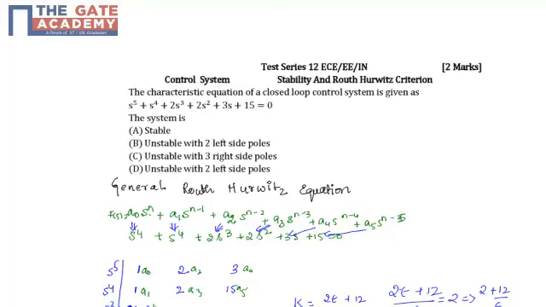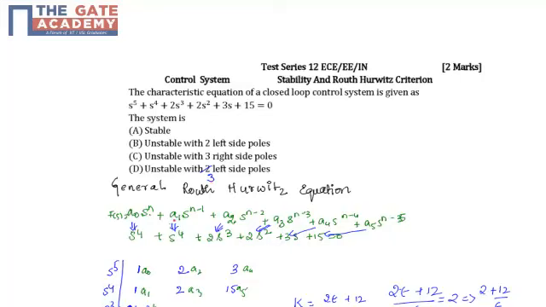So we have to find out if the system is stable or unstable, and how many poles are on the right side and left side of the plane. And that is a mistake, this should be 3. So there we have to find out which is the right option.